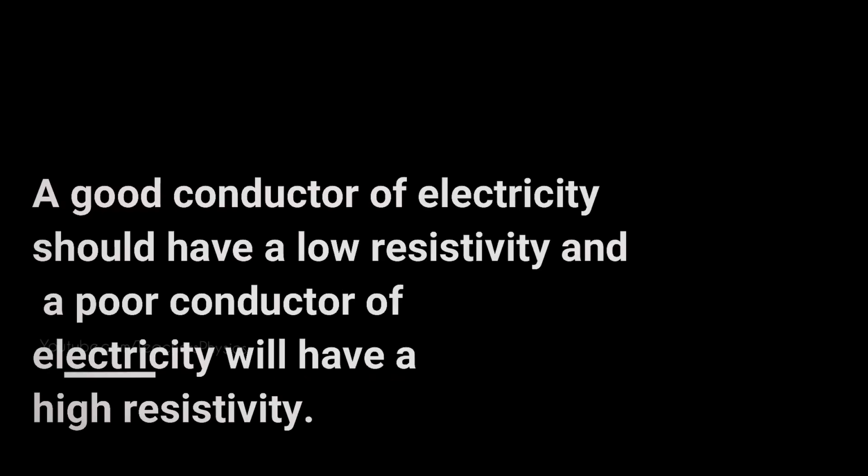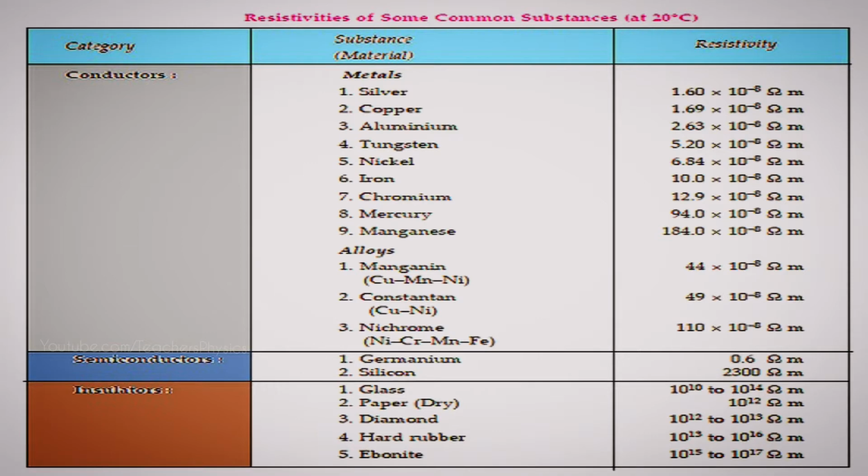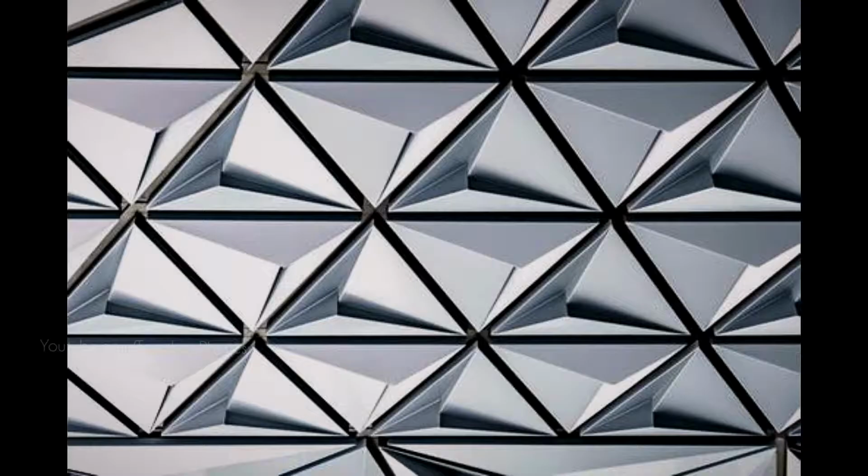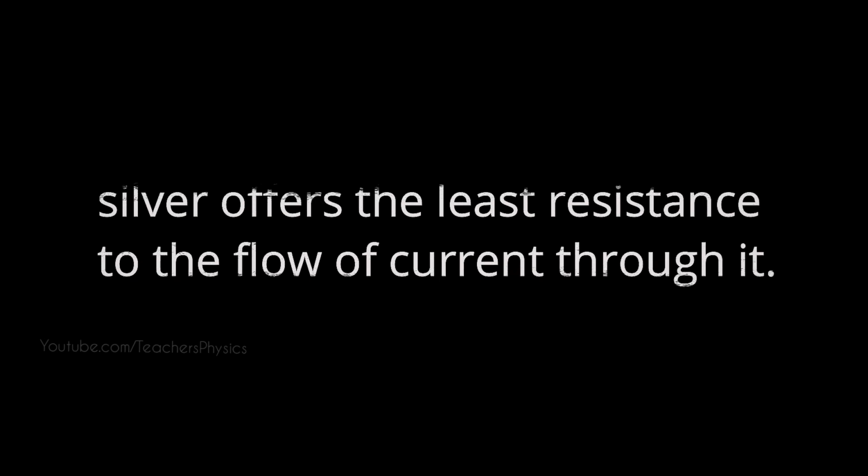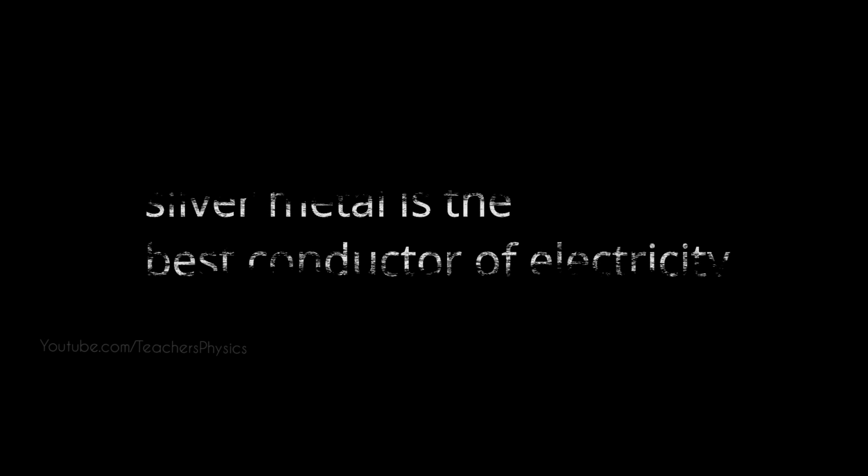It should be noted that a good conductor of electricity should have a low resistivity and a poor conductor of electricity will have a high resistivity. From the given data, we find that of all metals, silver has the lowest resistivity, that is 1.6 into 10 raised to minus 8 ohm meter, which means that silver offers the least resistance to the flow of current through it. The silver metal is the best conductor of electricity.